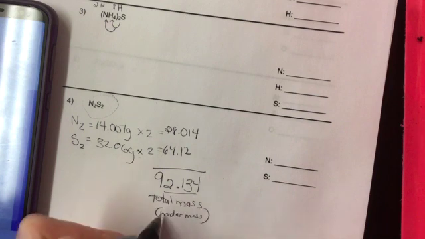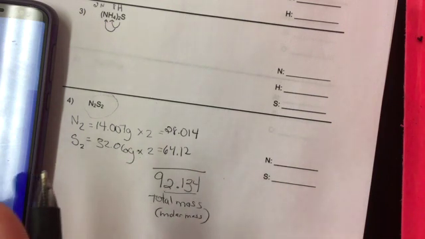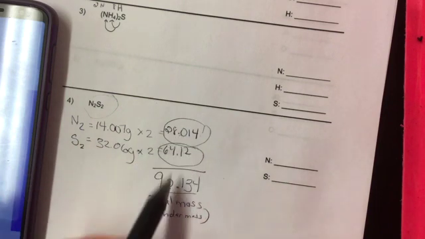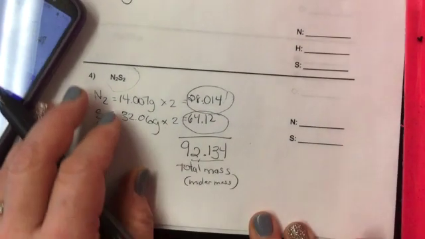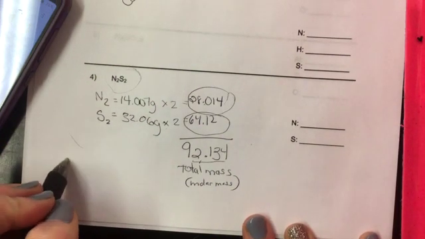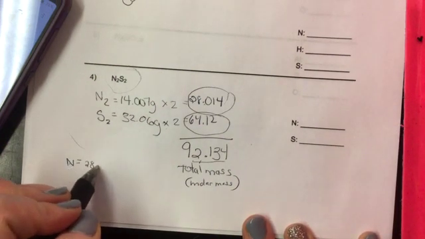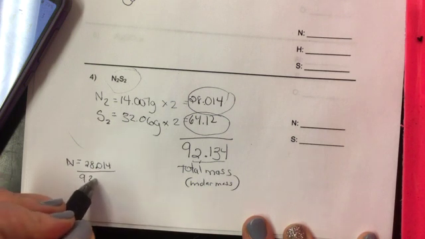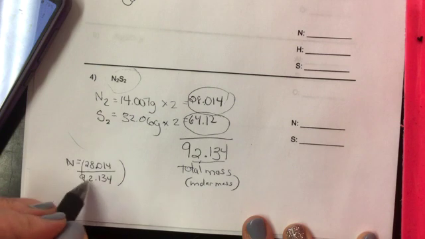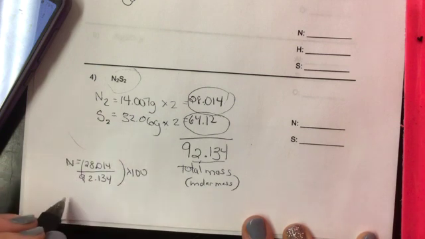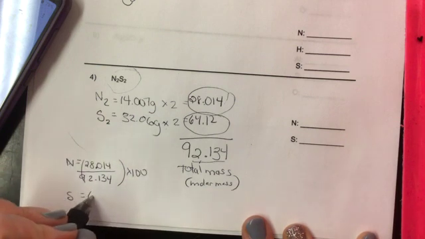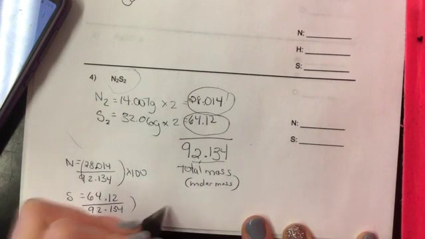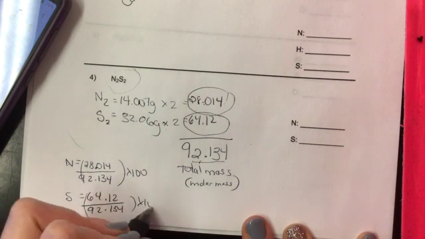You don't have to write this like this. I do it. It's totally your thing, right? Then I'm going to take each of these final numbers divided by this times 100. So luckily I have a little more space down here to work with, right? So for N, I'm going to do 28.014 divided by 92.134, times 100. And then I'm going to do the same thing for S. 64.12 divided by 92.134. Take that answer, times 100. Okay?